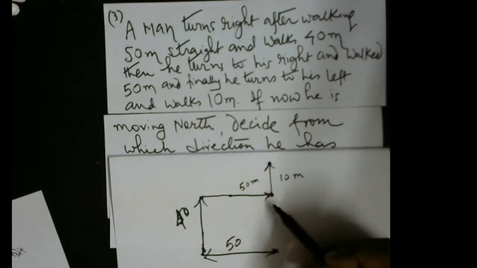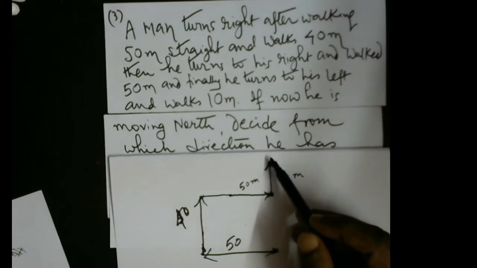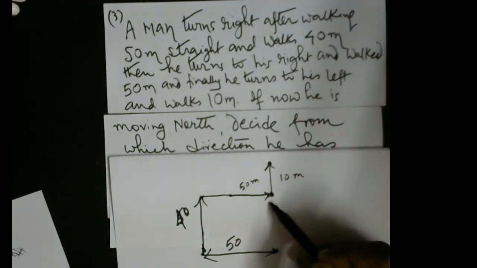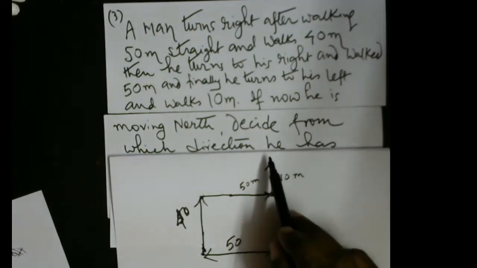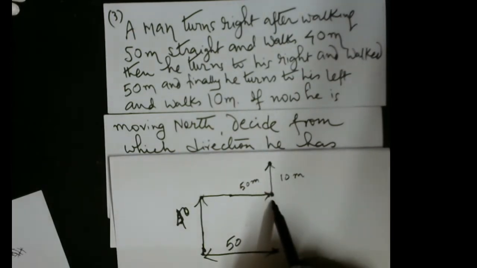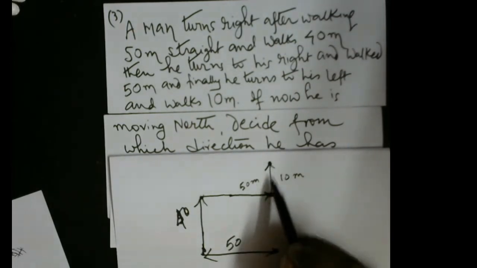This was the final direction north, 10 meter. We are retracing. We'll go backward, 10 meter back this side. We are going north, I am going south because I am going back. Now it was taken left turn, I have taken right turn.